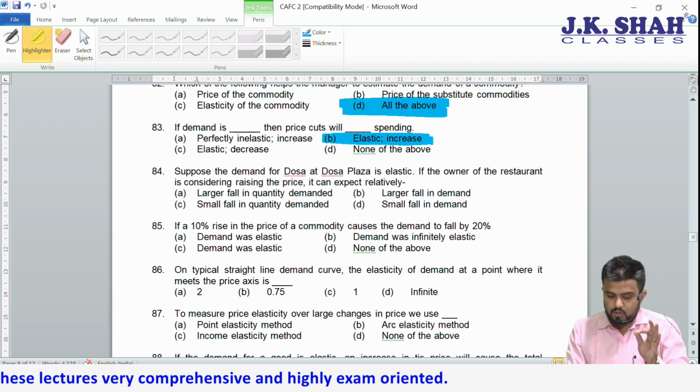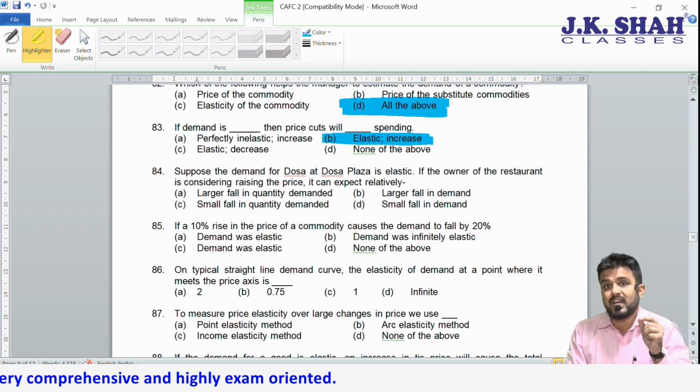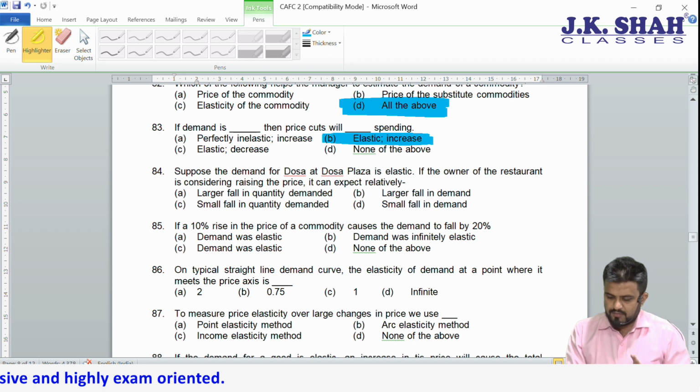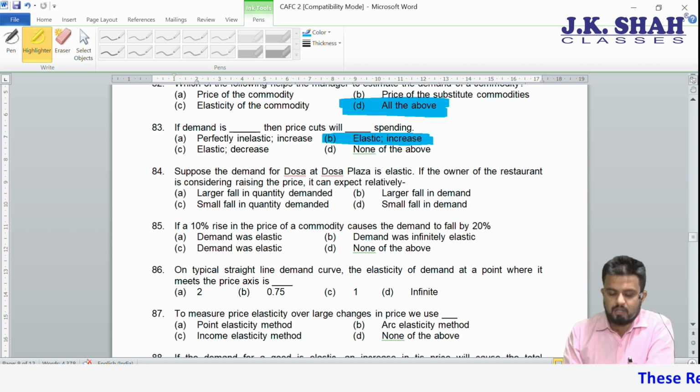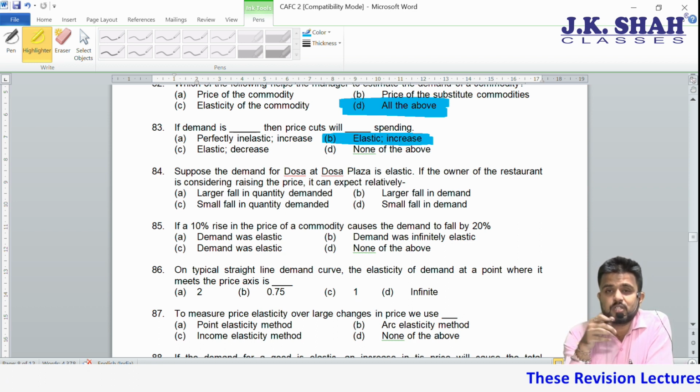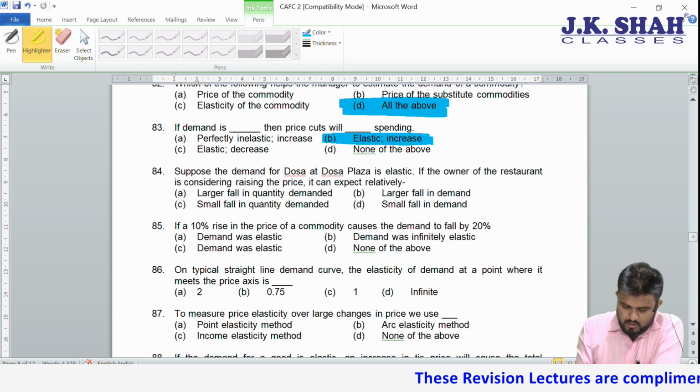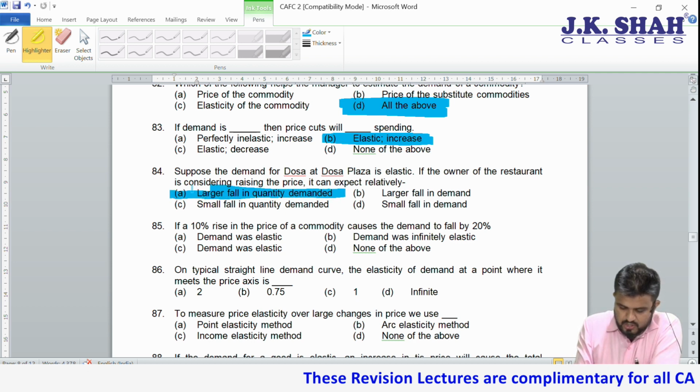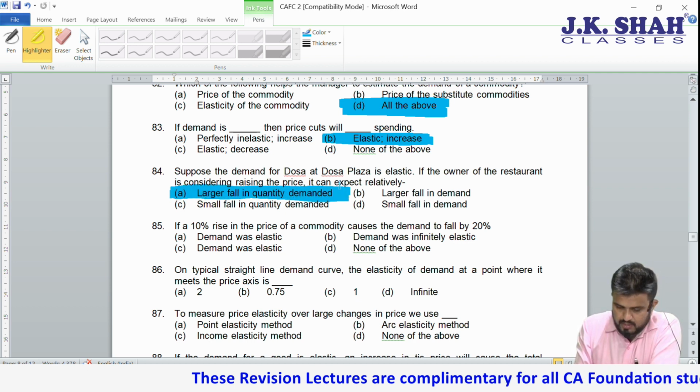Suppose the demand for dosa at Dosa Plaza is elastic. If the owner of the restaurant is considering raising the price, it can expect relatively. Now students, this is a medium priced commodity. So there will be a larger fall in quantity demand.